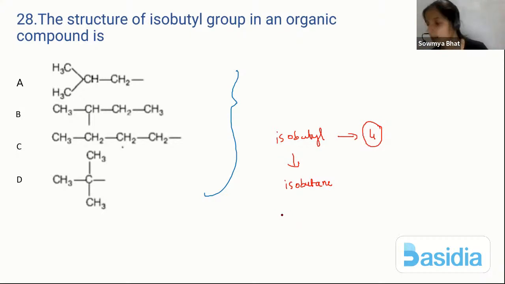Do you have any answers for this? Option B. Okay. Option B. Let's see whether it is a correct option or not. So you are continuously answering.